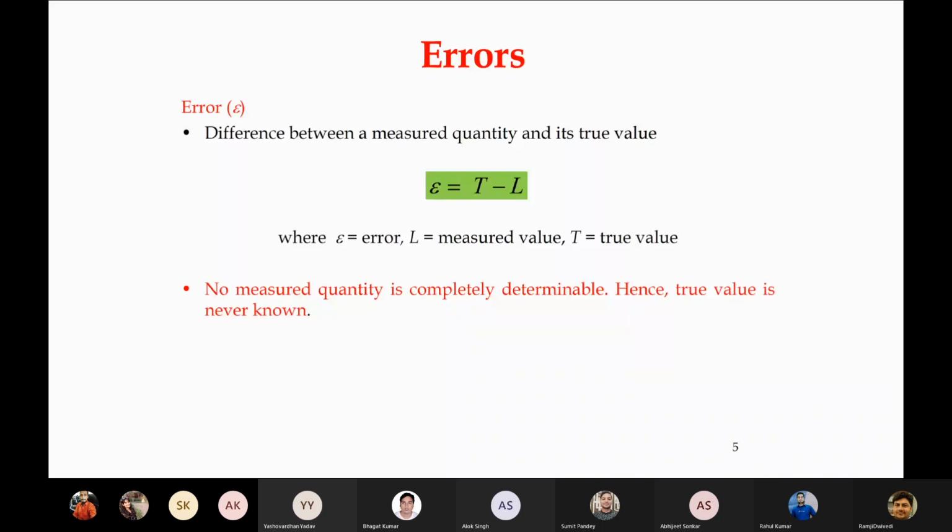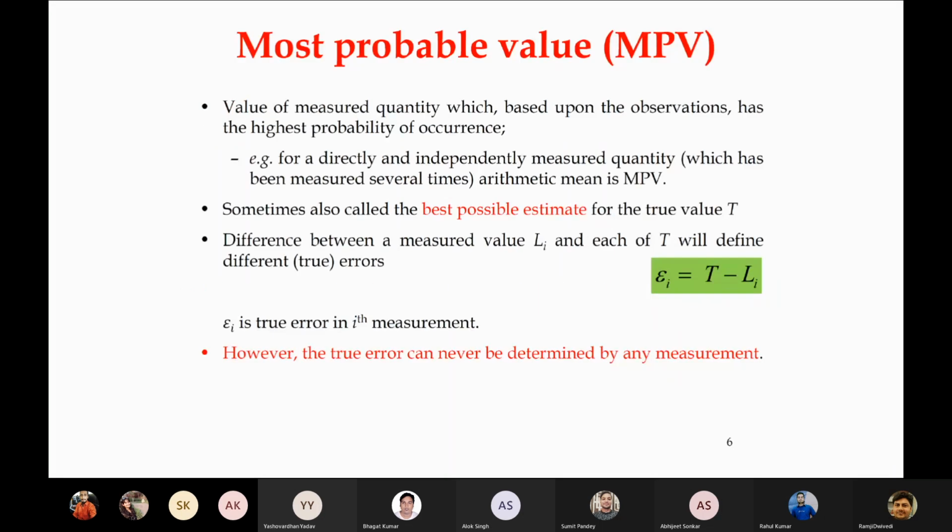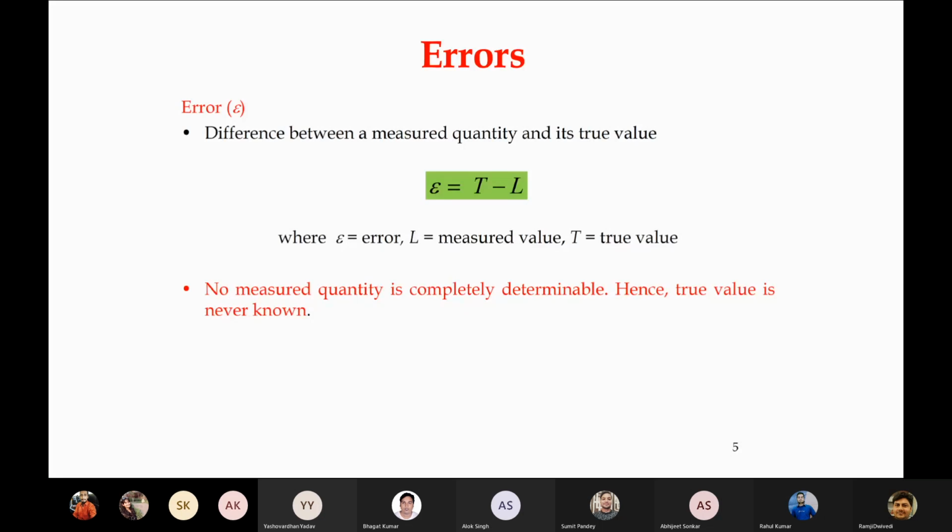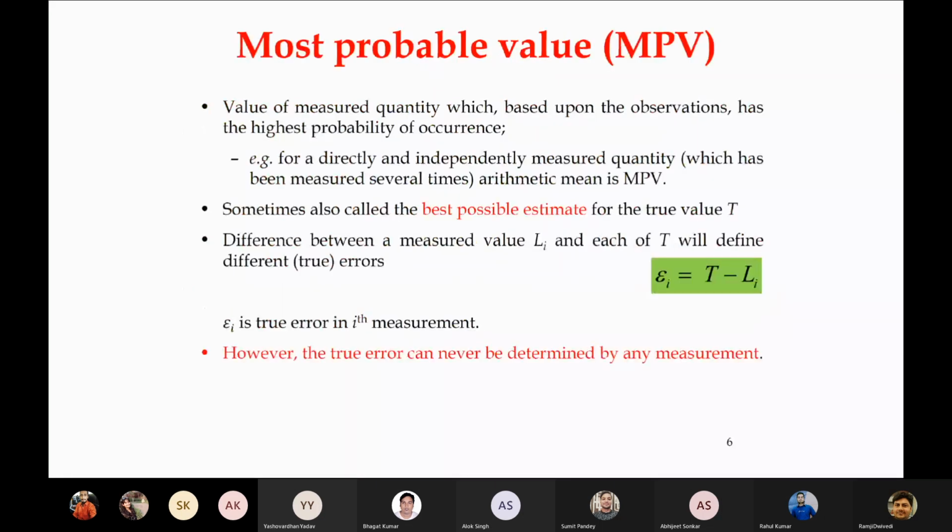Okay, so here we started with the true value, but since true value is not known, how do we find out the error? Then we replace the t with most probable value, because we never know the true value. So in the previous slide, let us come back again to the previous slide. Since t is not known, obviously we have to devise any value or any most probable value which we could write in place of t. So the next value of t is nothing but the value of measured quantity, which is based upon observations, has the highest probability of occurrence.